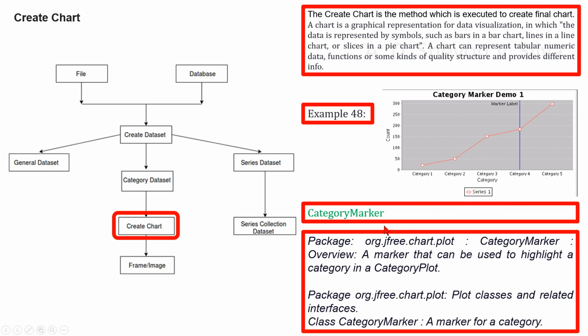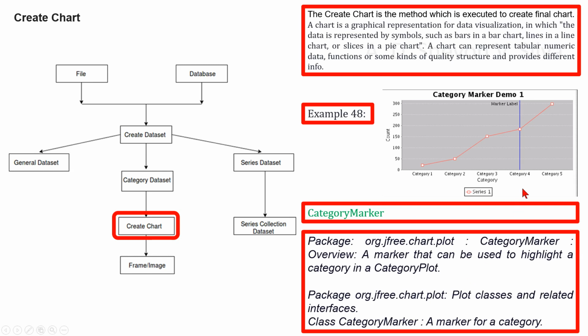Overview in category marker in package org.jfree.chart.plot. A marker that can be used to highlight a category in a category plot. The package org.jfree.chart.plot: plot classes and related interfaces. The class category marker, a marker for a category.